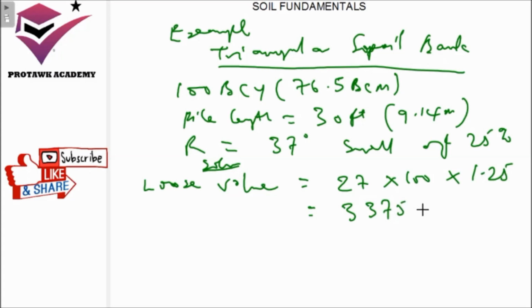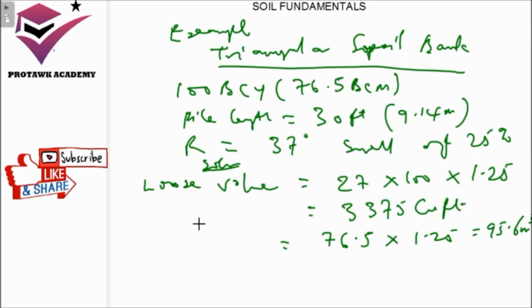we are supposed to have 3375 cubic feet. If we want to express this in cubic meters, we don't need to multiply by 27, we just multiply by 76.5, because it's given to us in bank cubic meters, multiplied by our swell factor, which is still 1.25, and this will give us 95.6 cubic meters. So we've been able to calculate the loose volume.